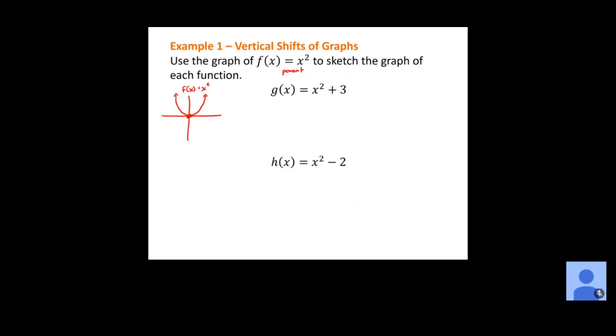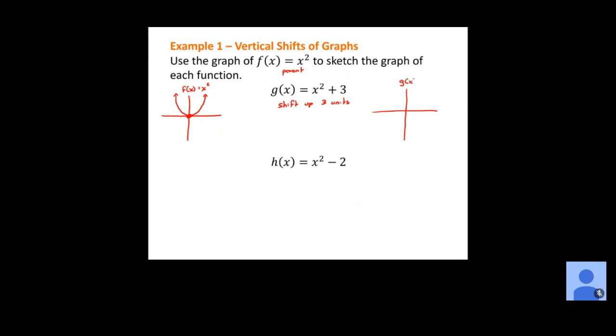Now we want to apply our transformations to that graph. So if we look at g of x, we have x squared plus 3. What is that going to do to our graph now? It's going to move it up 3 units, right? So we're going to have a shift up 3 units. So all I need to do now is take that original parent function, the x squared, and shift the entire thing up 3 units.